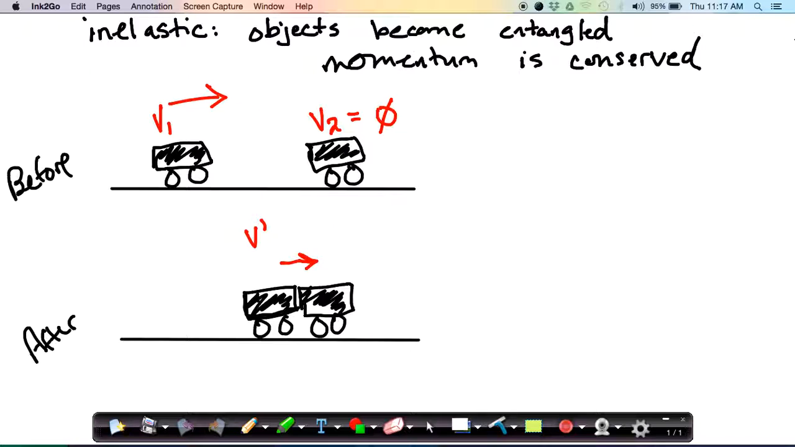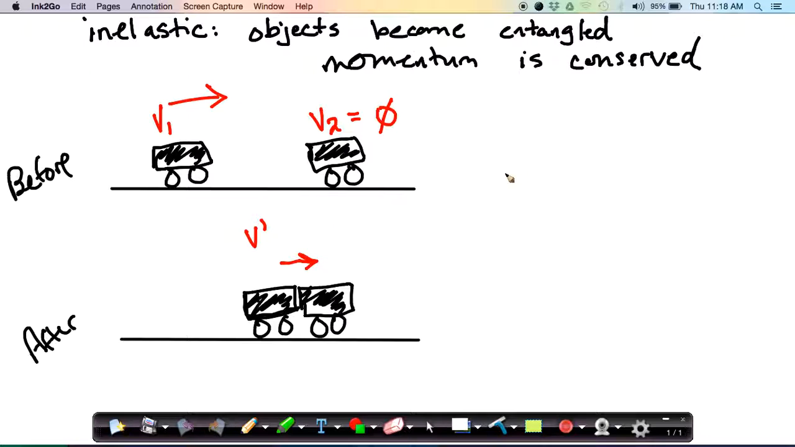And just like our previous examples, we are going to assume that this surface is frictionless, so there are no external forces acting on the two-cart system. There's an internal action-reaction pair, but because there are no external forces, momentum will be conserved in the collision.